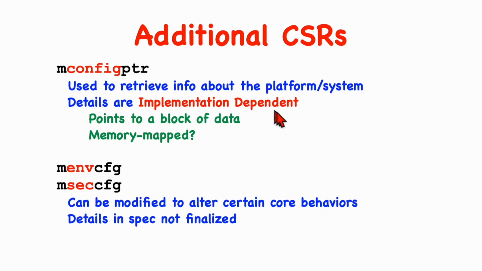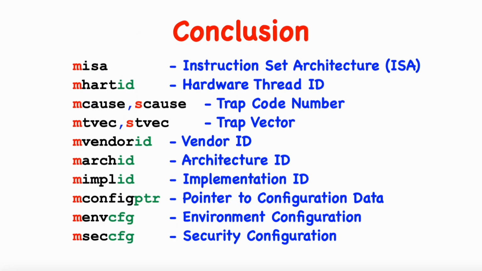The RISC-V spec also mentions a couple of machine mode registers for environment configuration and security configuration. The details have not yet been finalized in the RISC-V spec, but they have to do with modifying various behavioral properties of the core. Okay, I think that's enough for this video. In the next video, I'll be getting into the physical memory protection system and the registers associated with that.